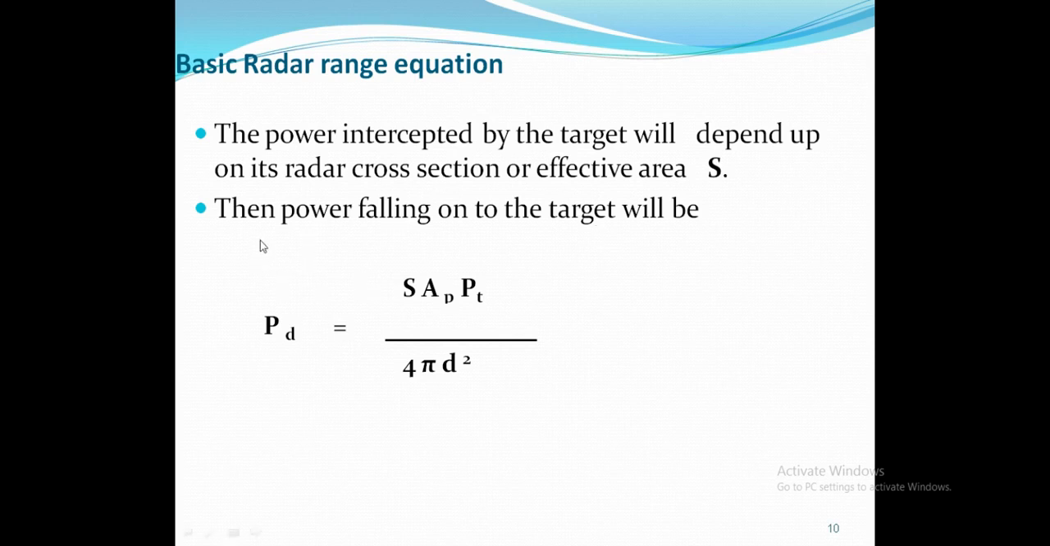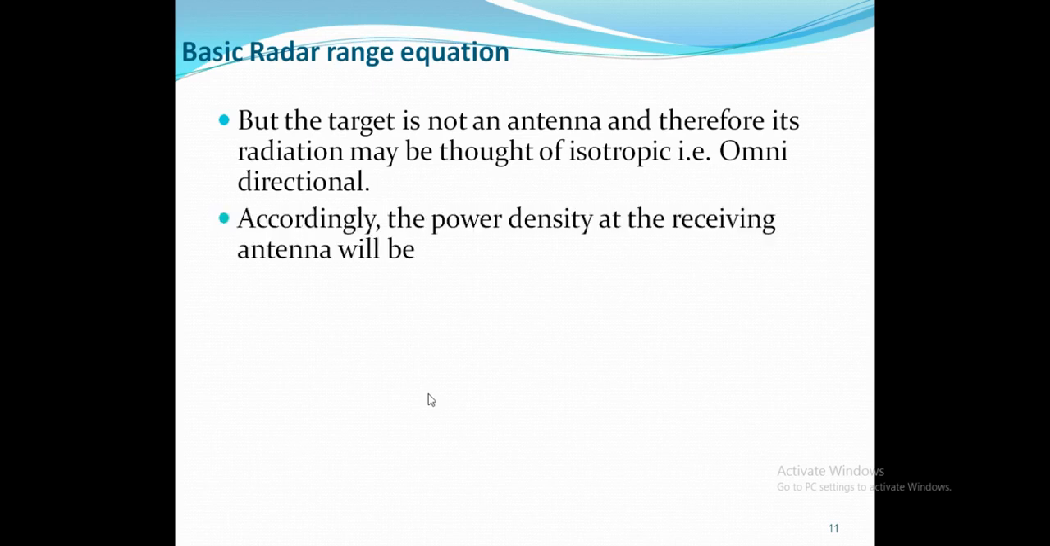So next, the power falling on the target will be PD is equals to S into AD into PT by 4 pi d square. Here, the target is not an antenna and therefore its radiation may be thought of as isotropic, that is omnidirectional. Accordingly, the power density at the receiving antenna will be S into AD PT by 4 pi d square into whole square.